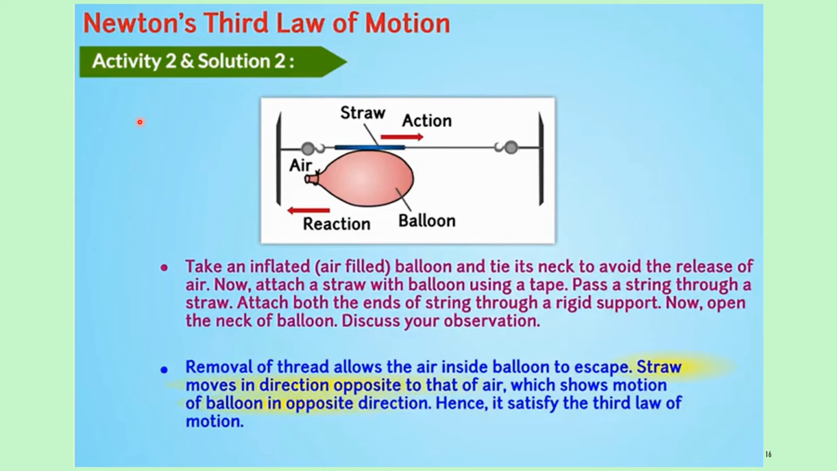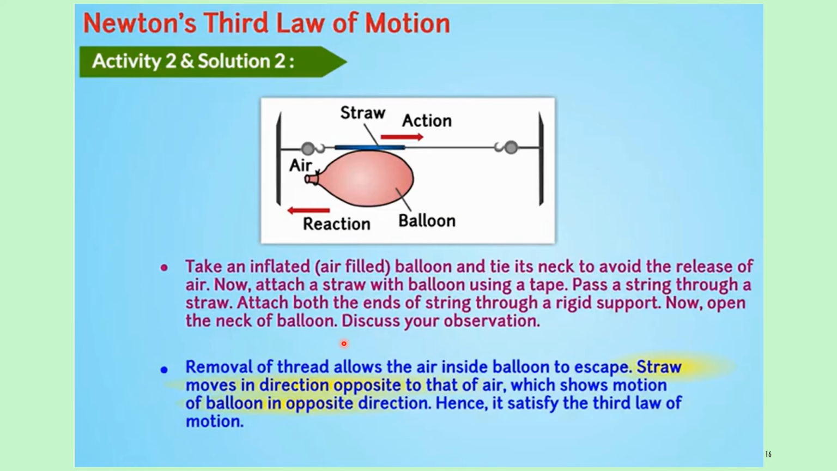Let us discuss Newton's third law of motion with an activity. Take an air-filled balloon and tie its neck to avoid the release of air. Now attach a straw to the balloon using tape. Pass a string through the straw. Then attach both ends of the string to a rigid support.